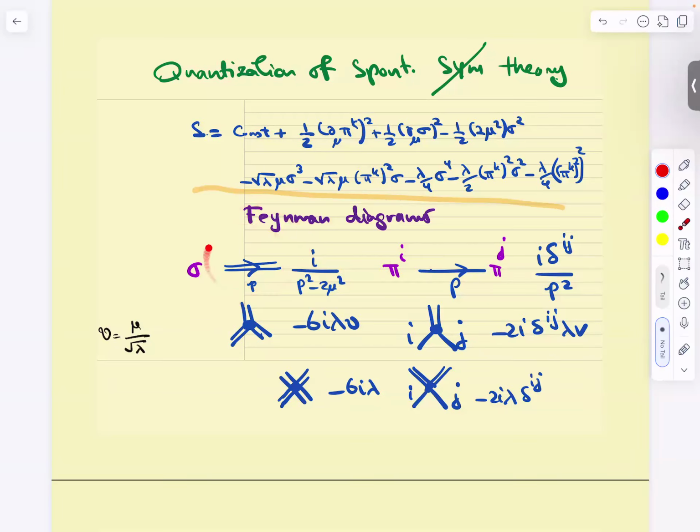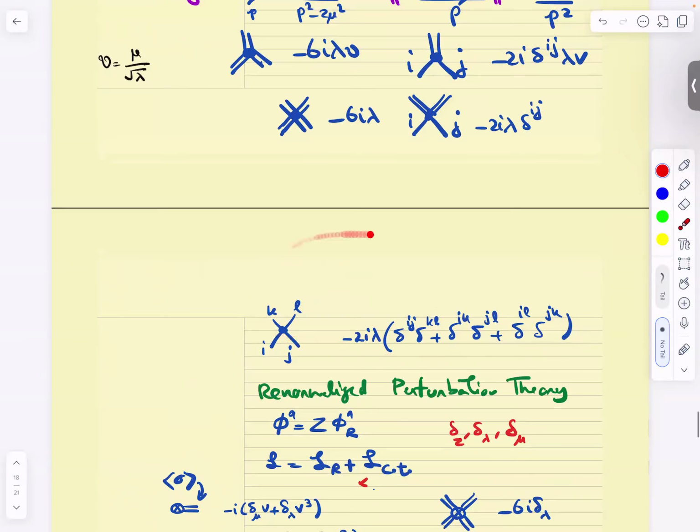So here's the diagrammatics of it. This is the massive mode. It has mass mu squared. And then here are the massless modes. These are the propagators. You get a 3-point function with this coefficient for the vertex of sigma. You get an interaction between two pi's and a sigma. So you get this diagram, you get this diagram, you get all sorts of interactions, and you get this diagram.